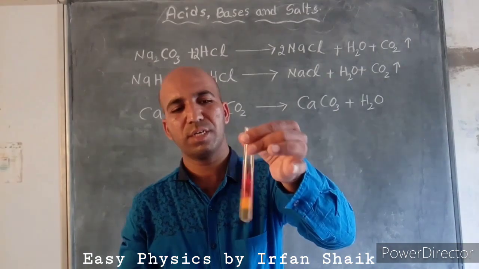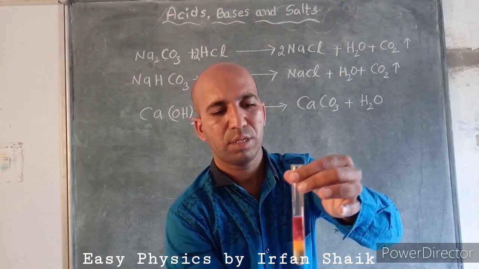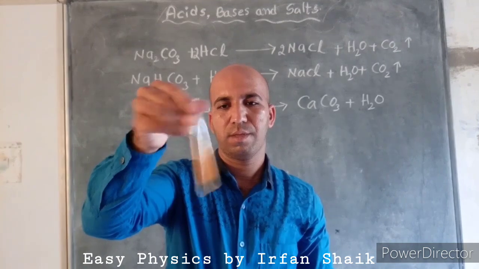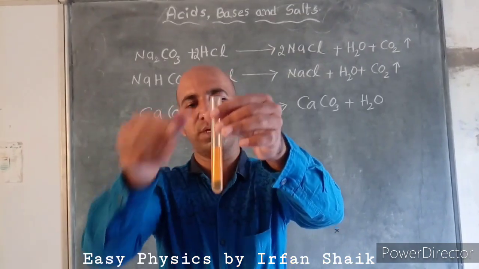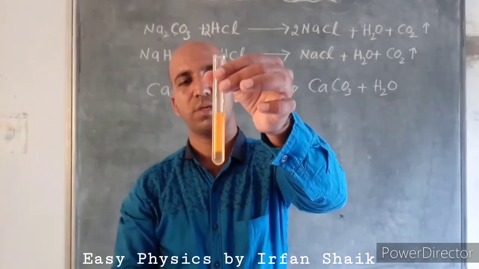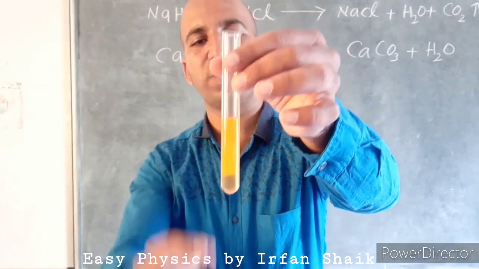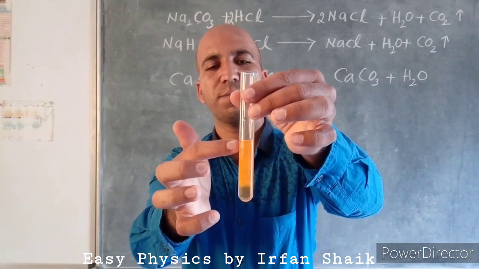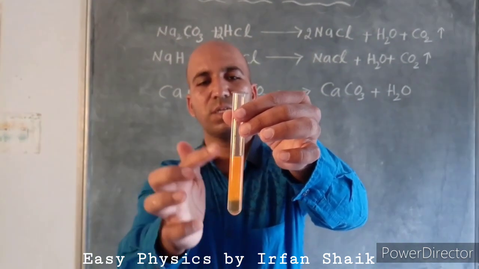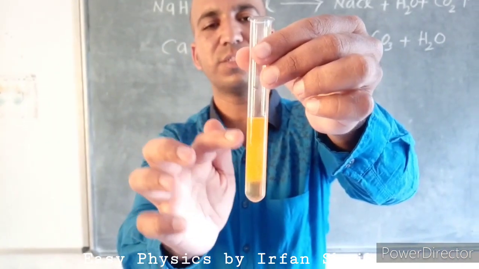See, the yellow color is gradually vanishing. If you observe carefully, the yellow color in the test tube is gradually vanishing. And if you observe carefully, in this test tube, a precipitate has been formed. That means if we keep this test tube for some time, we can find the formation of a precipitate. This is called a salt. That means the basic solution has been neutralized by adding acidic solution.